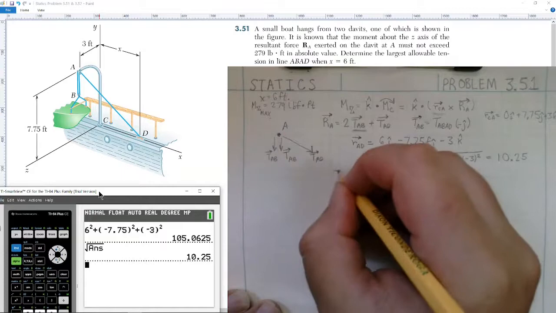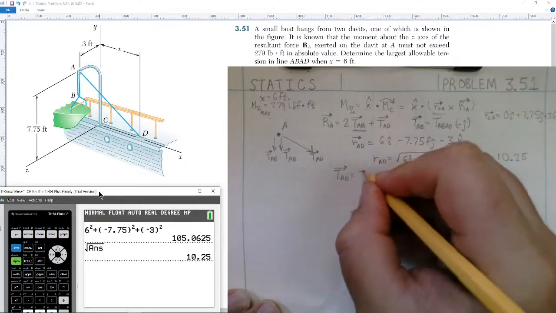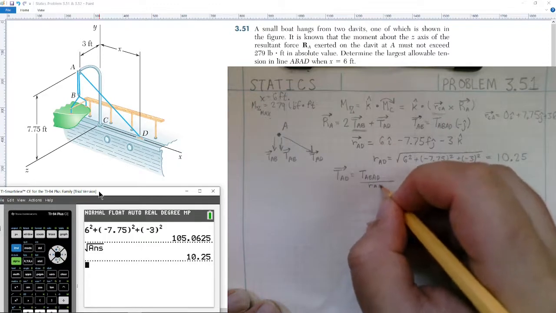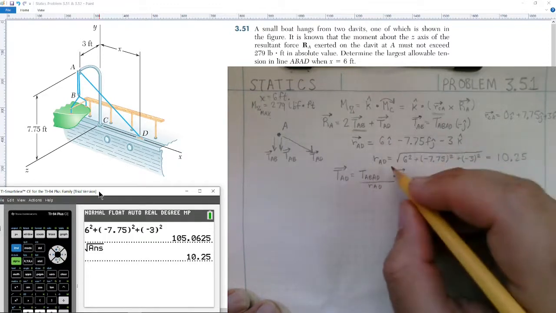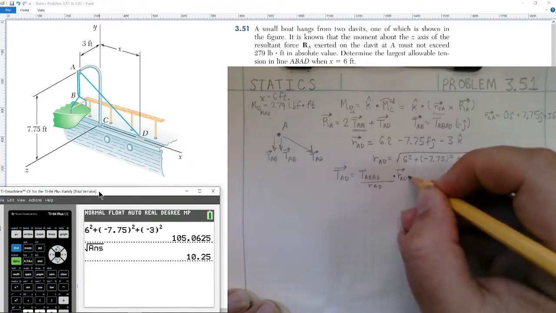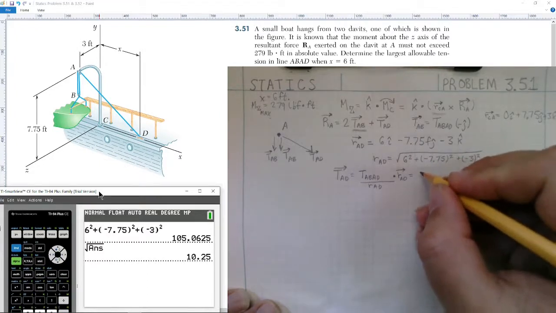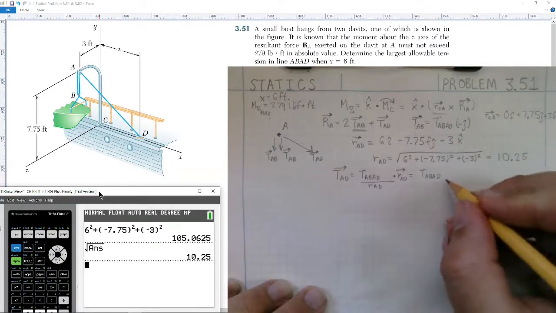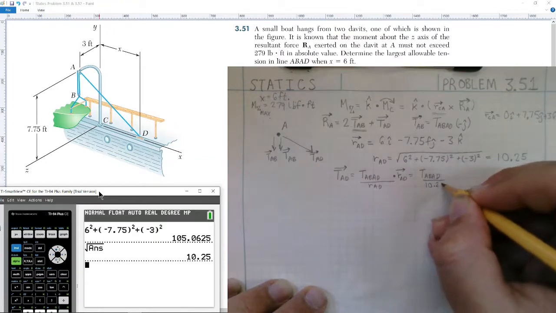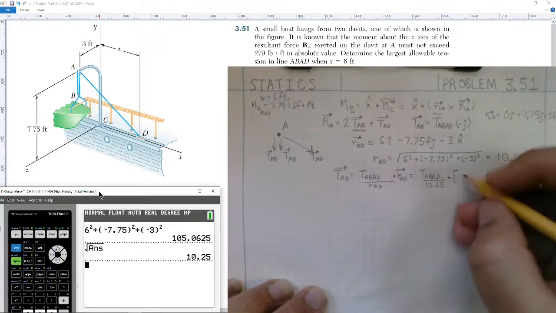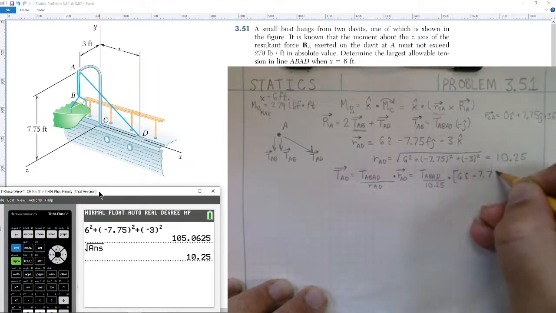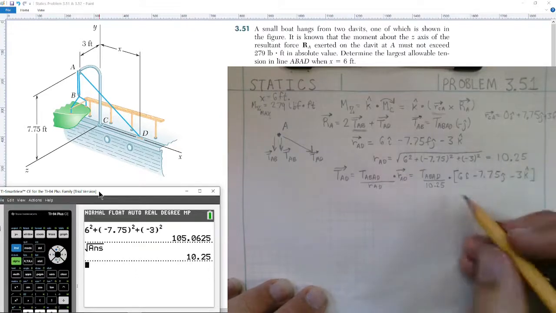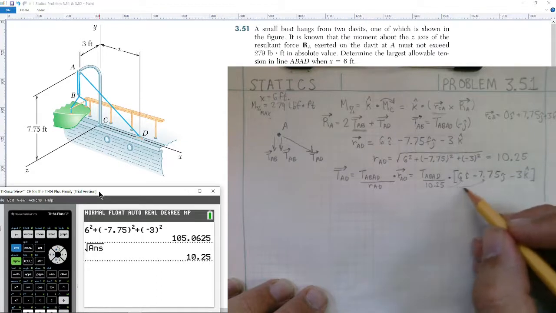Now we can determine what the value of the tension vector AD is. So tension AD would simply be the tension of the line, unknown, AB, AD, divided by the distance value A to D, and then multiplied by the position vector AD. So if we substitute this value in, we have tension in the line AB, AD, and then we're going to divide each one of the components by the 10.25. So we have this divided by 10.25 times our position vector, which is 6 i hat minus 7.75 j hat minus 3 k hat. So now we're going to divide each one of these values by the 10.25 distance.